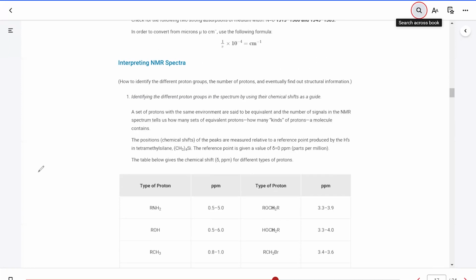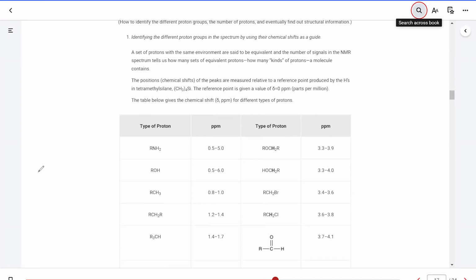NMR spectrum, similar to IR. This is not teaching IR and NMR. It's just an introduction and the application of IR and NMR in the lab.